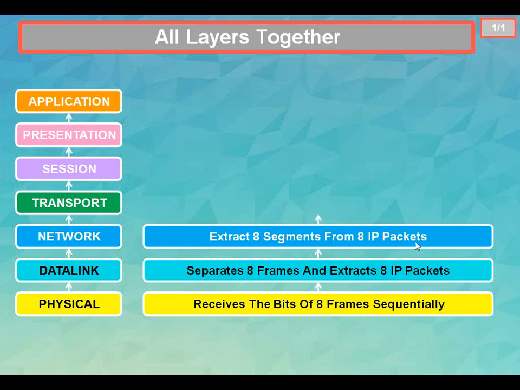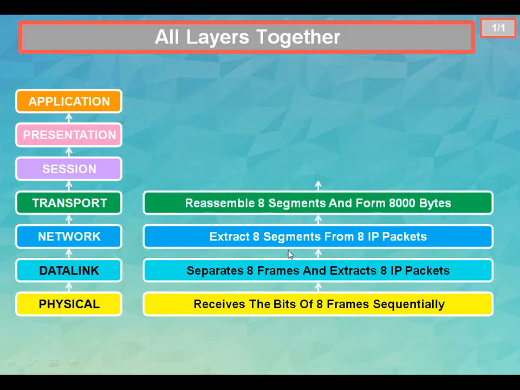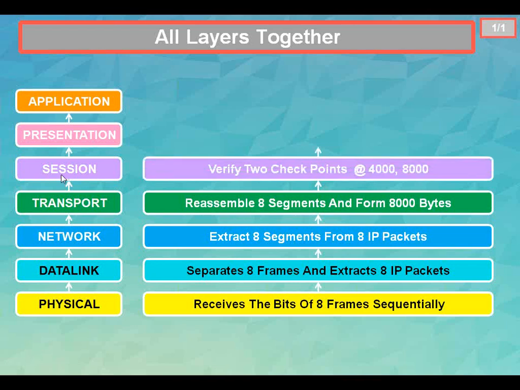From one IP packet, if you remove the header, if you basically cut the cover, one segment will come out from inside. So how many segments will come out? 8 segments. Segments will be forwarded to the transport layer. What is the transport layer going to do? Reassemble those 8 segments and form 8000 bytes of big data. The 8000 bytes are reassembled to generate the original unit. Those 8000 bytes will be forwarded to session.